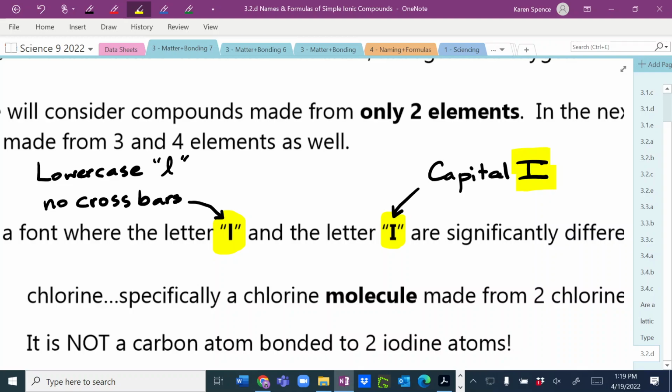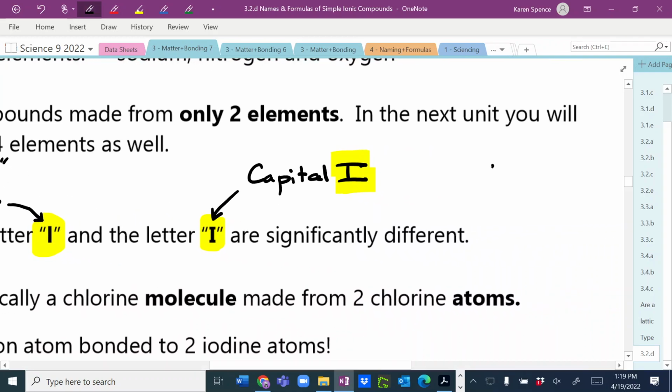So if you see something that looks like this, what element or elements is that made of? That is made of chlorine. How many chlorines? 2. It's not carbon iodine. Yes?